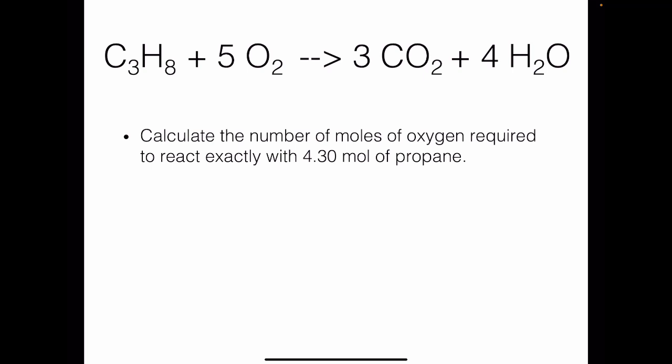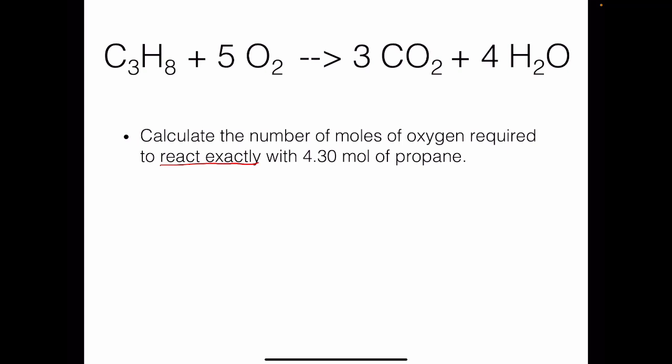In this problem, this is the same equation that we looked at in the beginning. You're asked to calculate the number of moles of oxygen required to react exactly with 4.30 moles of propane. So a lot of people will see this and they don't know what the words "react exactly" mean. It just means according to the balanced equation. That's it. So it means you're taking those coefficients in the balanced equation and converting using those ratios.